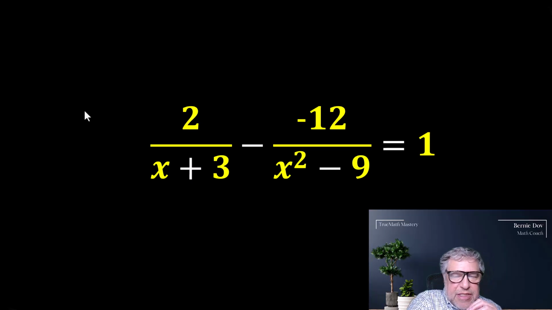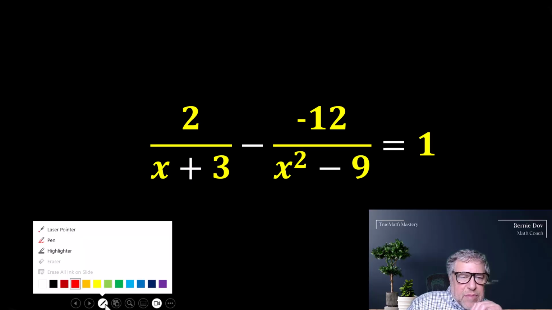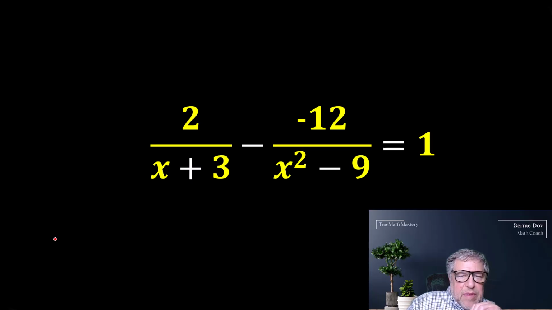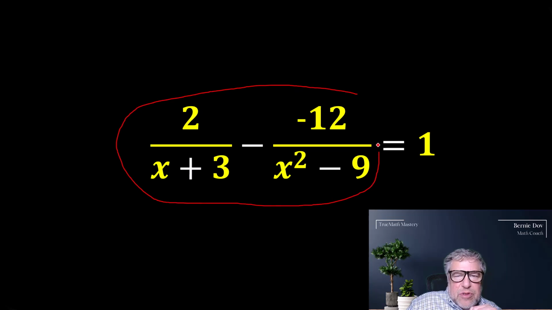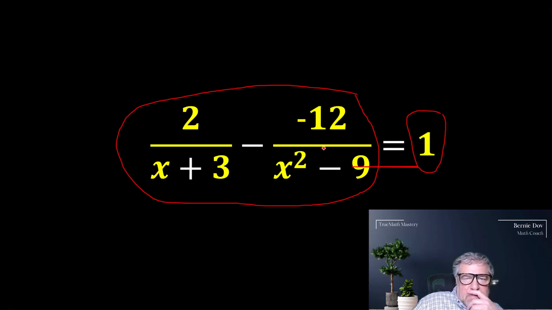But this is an equation, and what it means is this equal sign means that this expression on the left has the same value as this expression, which means this whole thing resolves to 1. And let's go through the steps of solving this, and it's a series of transformations.